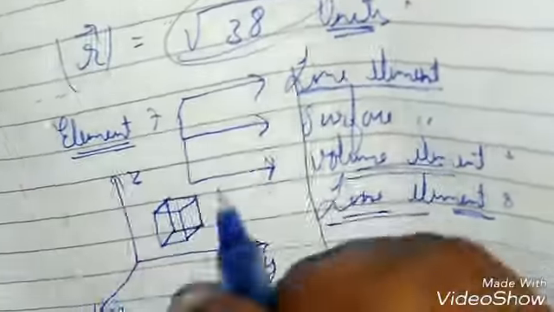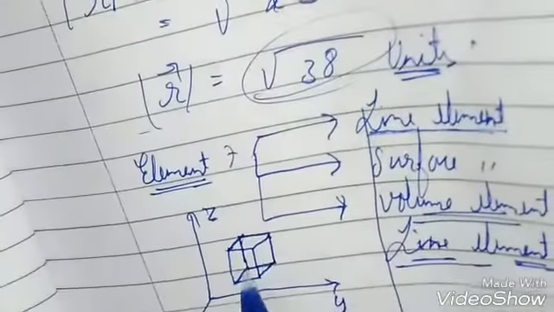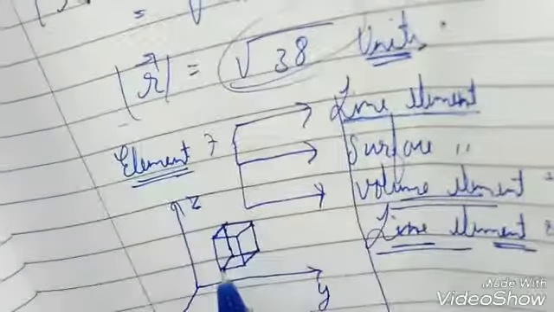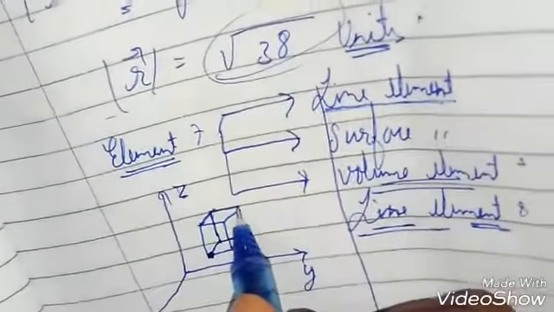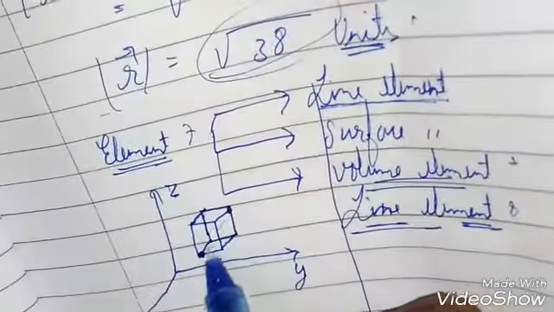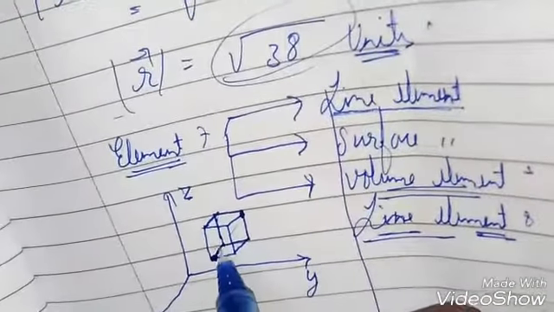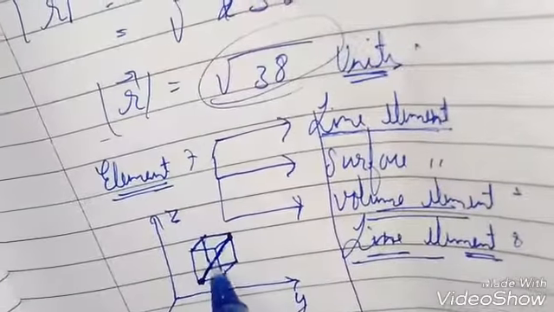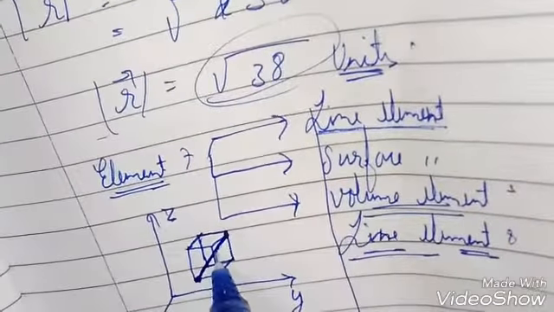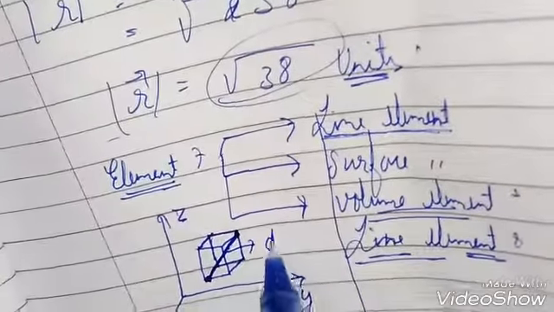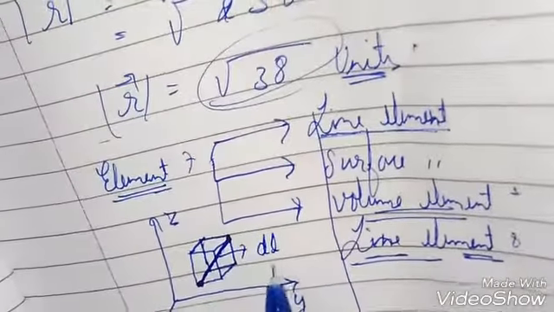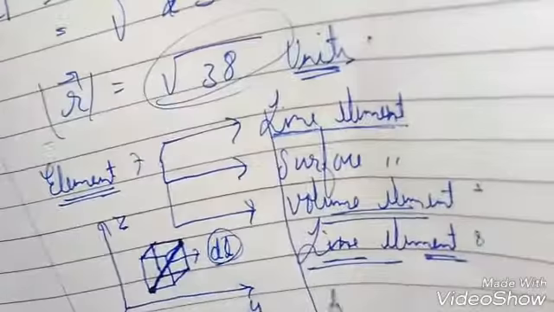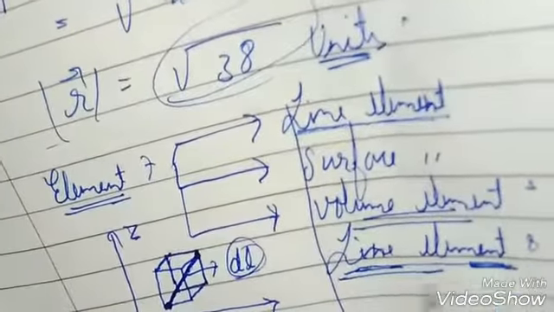Actually, line element here is a very small length between the 2 points. Let these 2 points be this one and another one is this one. The length which will represent the diagonal of this cube, very small length, let its magnitude be dl. This dl is known as line element.